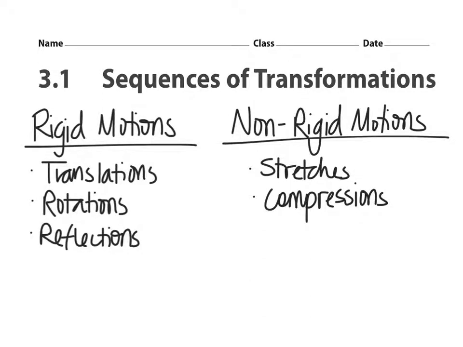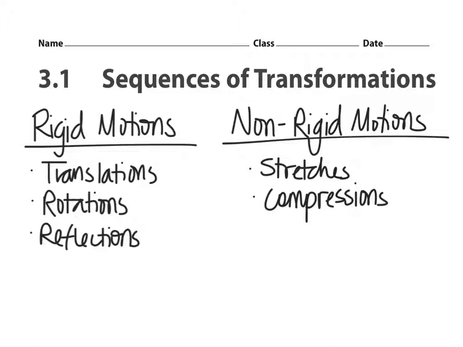All right, so we've got two parts to our lesson today. The first part is about sequences of transformations. Remember, we've got two different types of transformations. We have our rigid motions, which keep things the same size and same shape, or otherwise congruent. Those are our translations, rotations, and reflections.